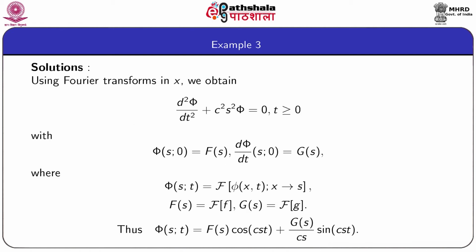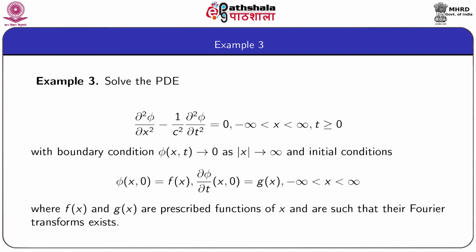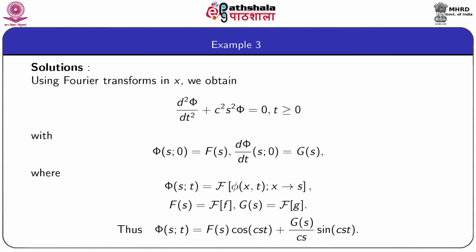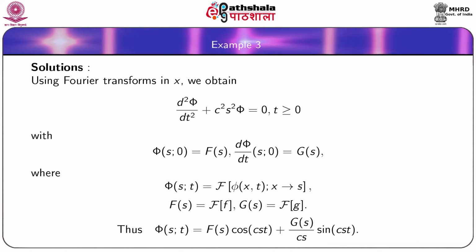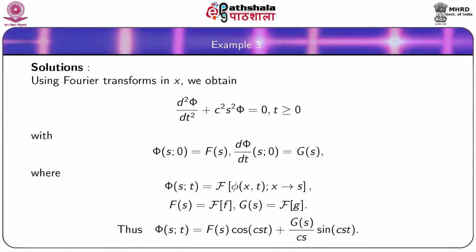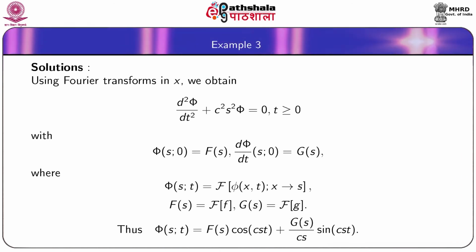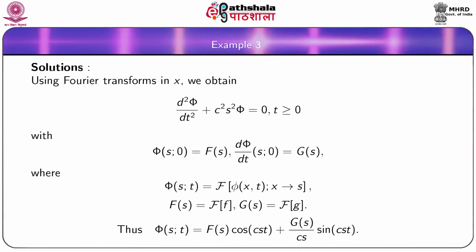As before, we multiply the given partial differential equation on both sides by 1 by root over 2 pi e to the power i s x and integrate with respect to x from minus infinity to plus infinity to reduce this partial differential equation into an ordinary differential equation in capital Phi, that is d2 capital Phi by dt2 minus c square s square capital Phi equal to 0, t greater than or equal to 0, where capital Phi(s,t) is the Fourier transform of small phi(x,t).